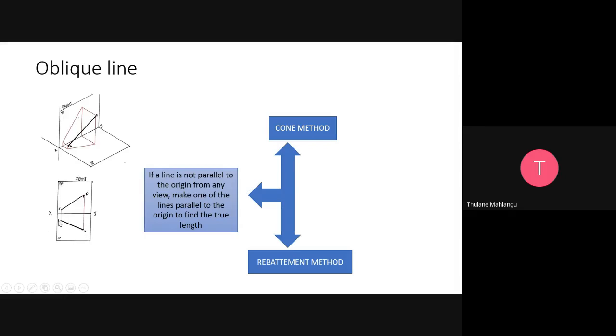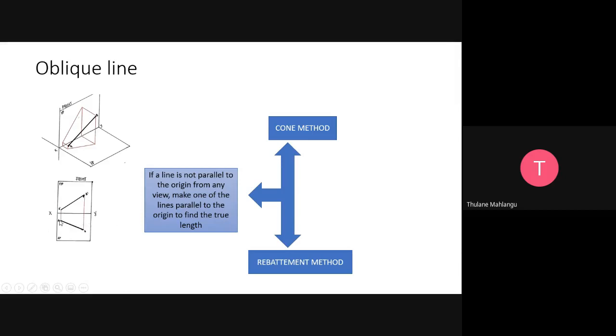It doesn't say in which view. It just says make one of the lines parallel to the origin. So let's say I take line AB in the top view. I'll have a line parallel to the origin first, a straight line parallel to the origin.